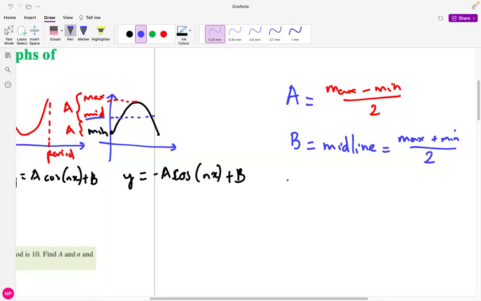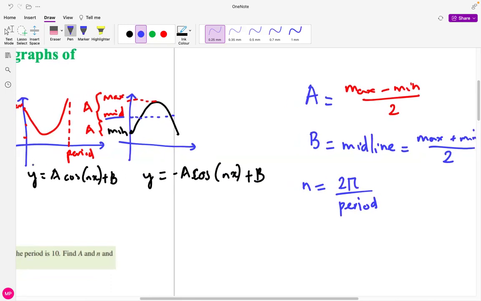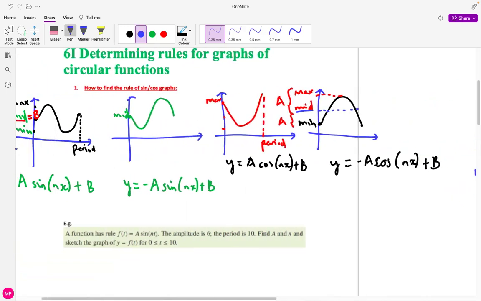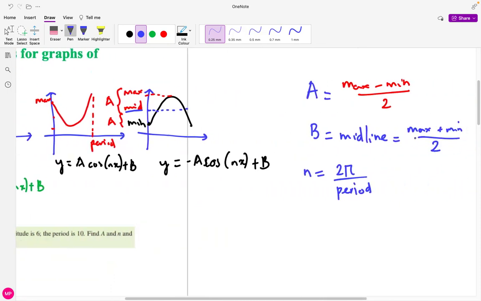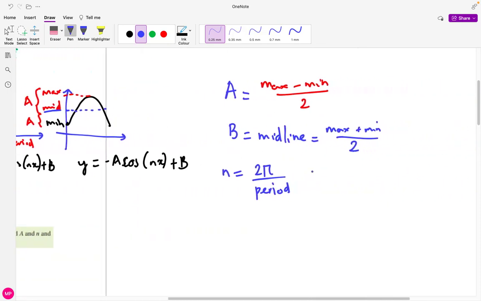And then n. n is related to the period, and we know the period is 2 pi over n. So to solve for n, we can do n equals 2 pi over the period. That applies for all types of sine and cos equations. All these graphs are just sine and cos depending on where they start, but they have the same strategy for finding A, B, and n.